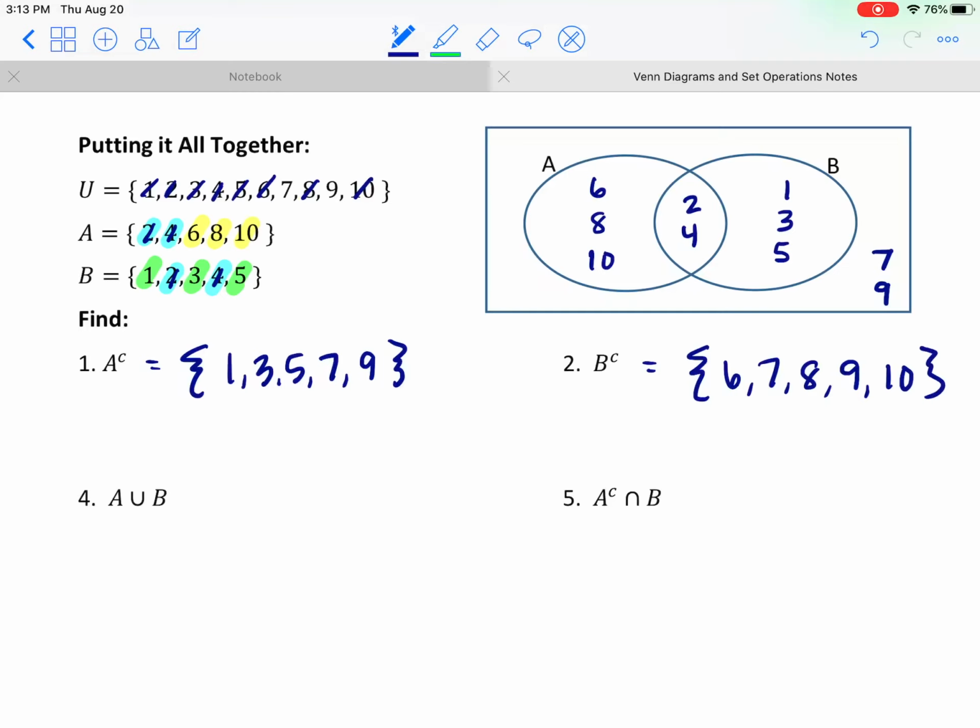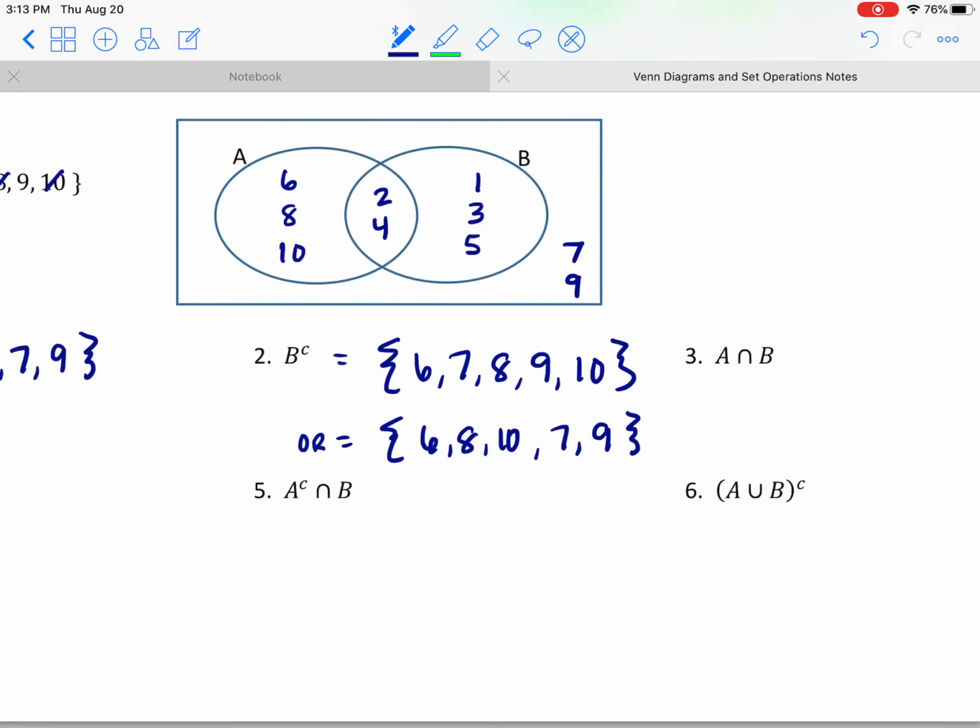Although, if you didn't put it in order, it wouldn't matter. Or, just so you can see it, we could have said 6, 8, 10, 7, and 9. It really depends if you're looking at the picture and not wanting to think about the order. It's totally fine to have it out of order. Okay? What do we got next?